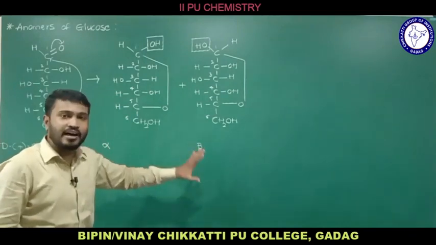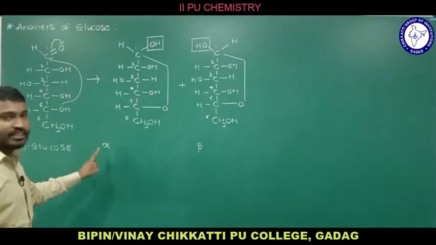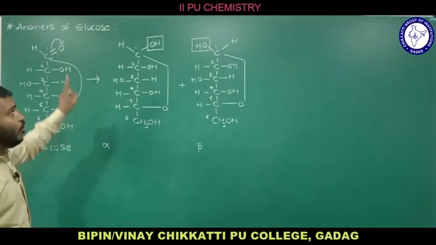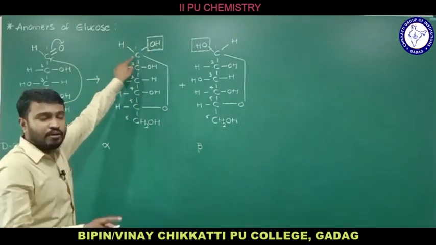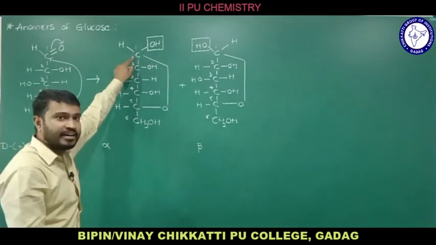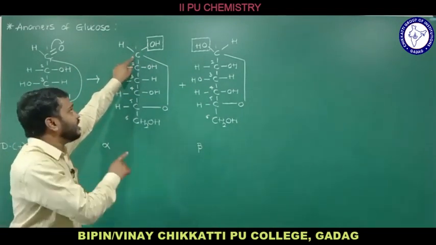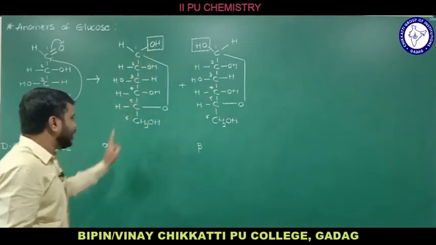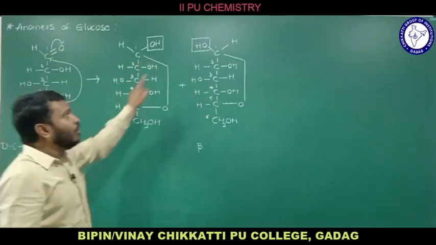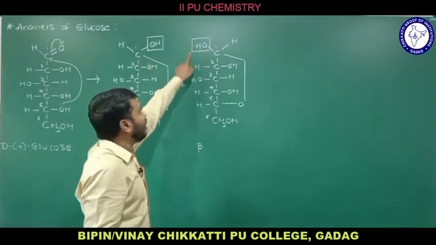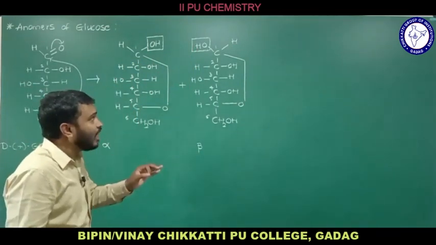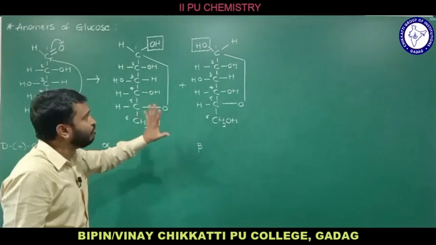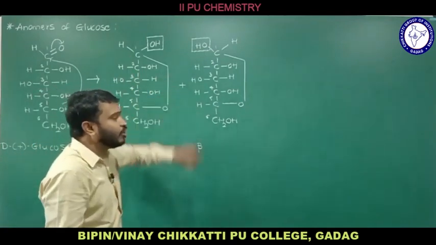Alpha and beta are the anomers. Alpha stands for OH on right side of anomeric carbon. Carbon number 1 we call it as anomeric carbon. On anomeric carbon, if OH is on right side, we call it as alpha. On anomeric carbon, OH on left side, we call it as beta. Try to know that one. Anomers are going to differ in the configuration at anomeric carbon only.